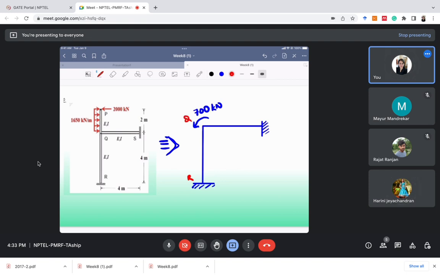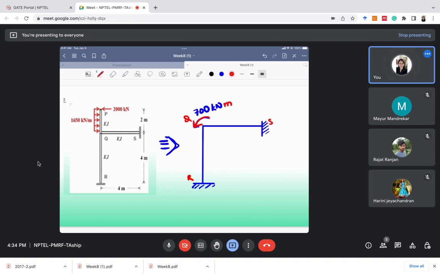Anti-clockwise is negative and clockwise is positive. I have made this in anti-clockwise direction, right? Because 2000 was rotating it in anti-clockwise direction and the magnitude was 2000 into 2, that is 4000. It has greater magnitude than this one. So it is overall in anti-clockwise direction and the magnitude is 700 kilonewton meters.